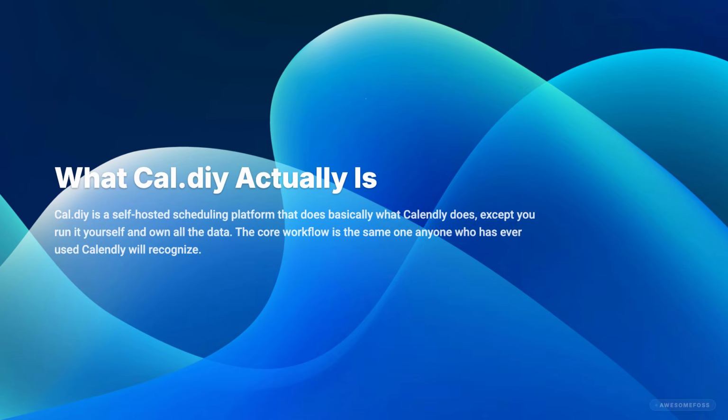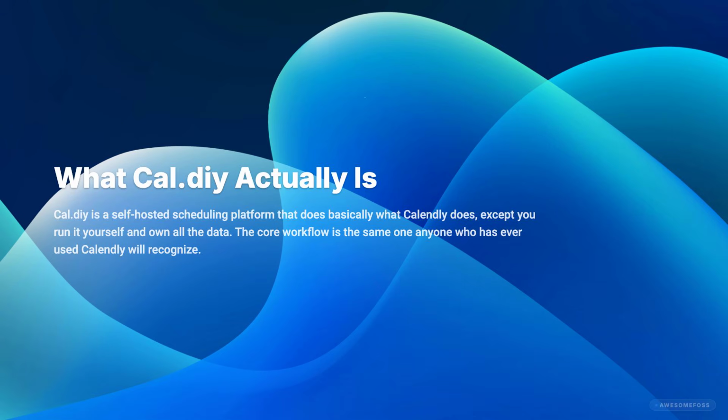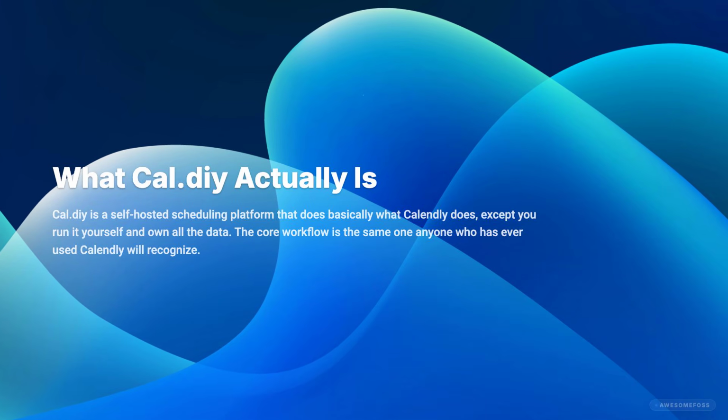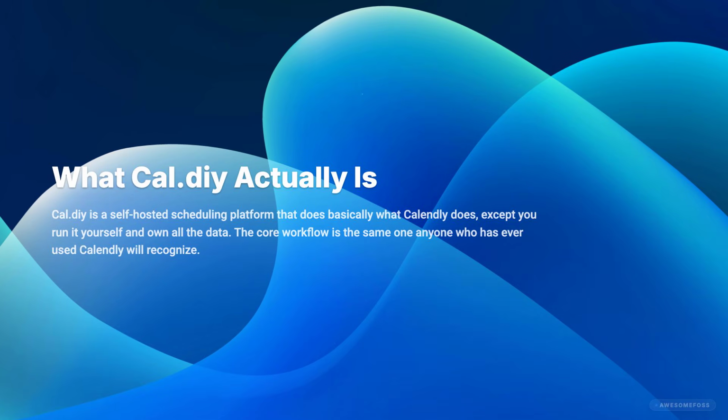Cal.diy is a self-hosted scheduling platform that does basically what Calendly does, except you run it yourself and own all the data. The core workflow is the same one anyone who has ever used Calendly will recognize. You set up event types, a 30-minute intro call, a 15-minute design review, a 2-hour workshop. You configure your calendar availability, when you're free, when you're not, which calendars to check. You share a booking link. People pick a time, the event lands on your calendar, video conferencing details get attached, and reminders go out.